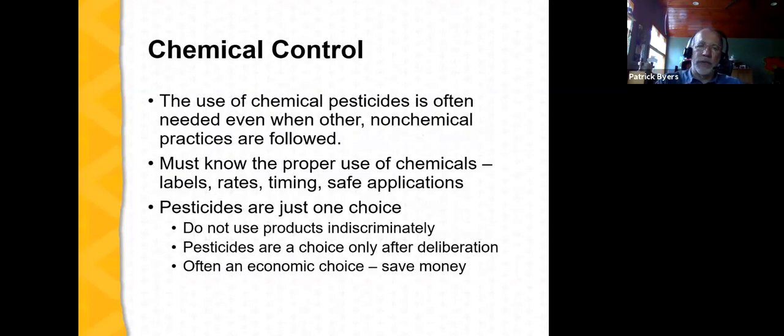Make sure that you understand the label. The label guides the legal and safe use of that pesticide, so make sure that you follow it to the letter. And again, remember, pesticides are just one choice. You shouldn't be using them indiscriminately. They should be used only after deliberation. Recognize that in some cases, pesticides substitute for labor. And if labor is not available, then a pesticide may be the most economically viable way to manage a disease.